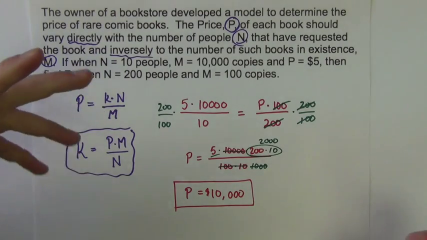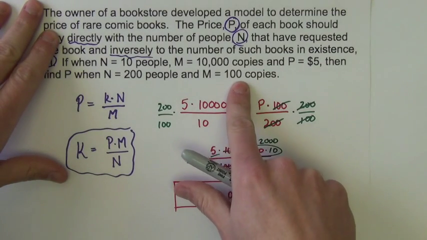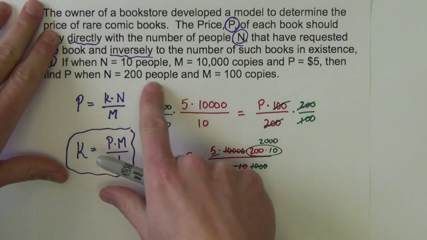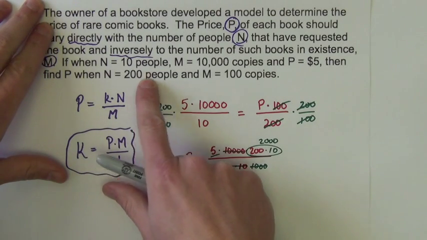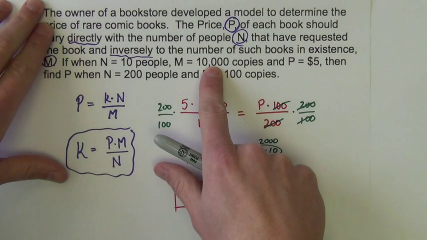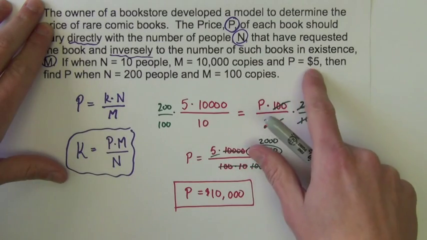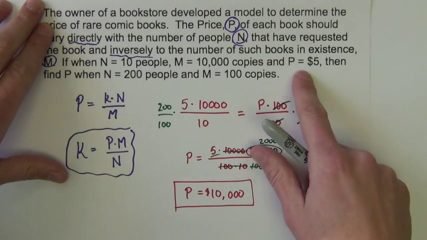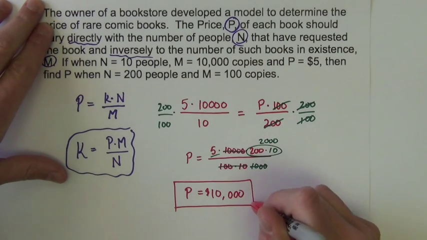Yeah, does that make sense with what you'd think? If there are only 100 copies of a comic book and 200 people want it, that comic book's probably going to be pretty expensive. On the other hand, if there are 10,000 copies of a comic book and only 10 people want it, well, that comic book's not very popular, and therefore it's not going to cost very much. So yeah, that kind of makes sense if I think about what I've actually just solved for.